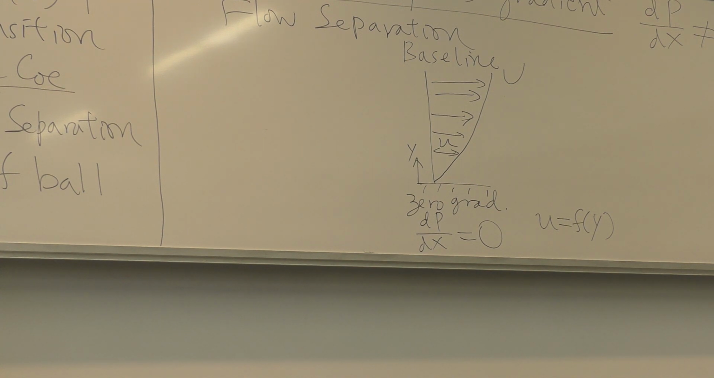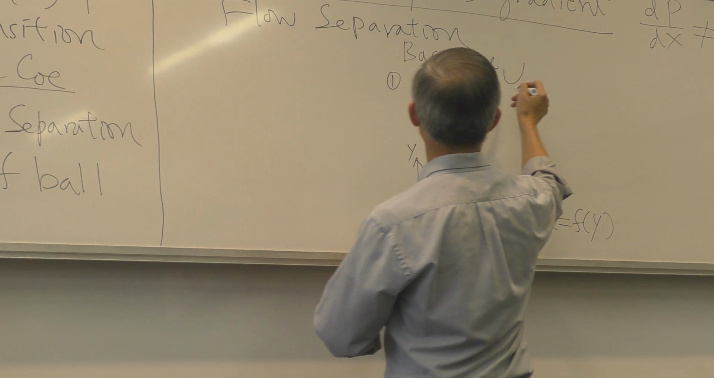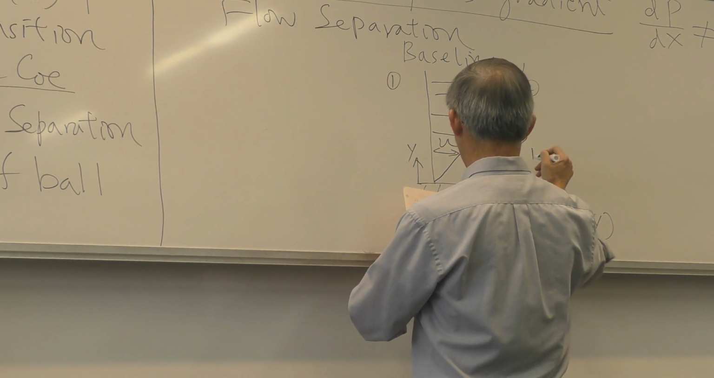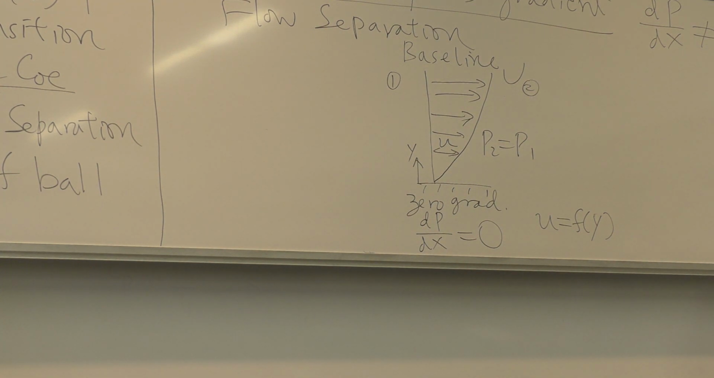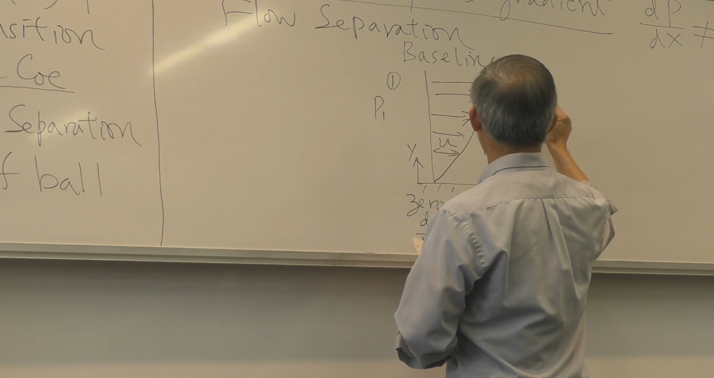So for the case that we have studied, zero pressure gradient, if I call upstream and downstream 1 and 2, I have P2 equal to P1, P1 being the pressure upstream of my downstream location.